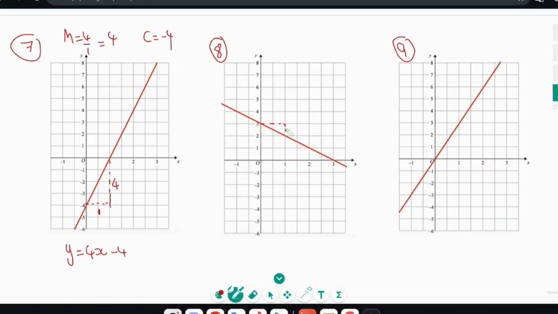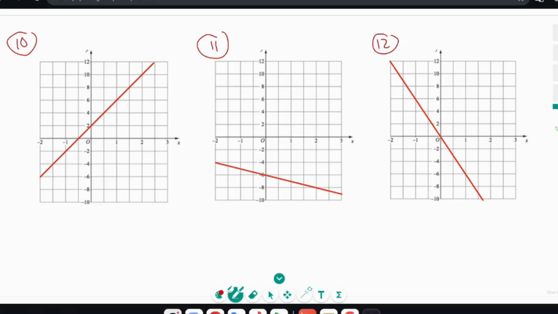Sloping downhill. 1, 1. The gradient is -1 over 1, -1. The y-intercept is 3. So the equation is y equals minus x plus 3. 3, 1. And your gradient is 3. Your y-intercept is 0. So the equation of your line is y equals 3x plus 0. So y equals 3x. And last 3 questions.